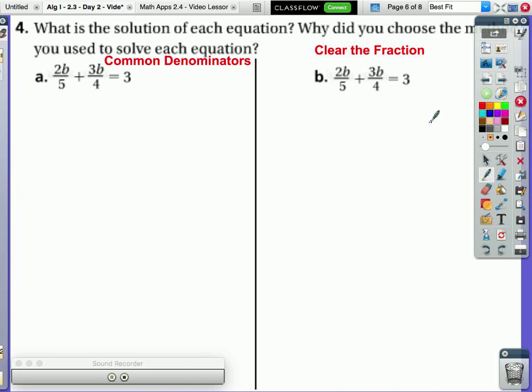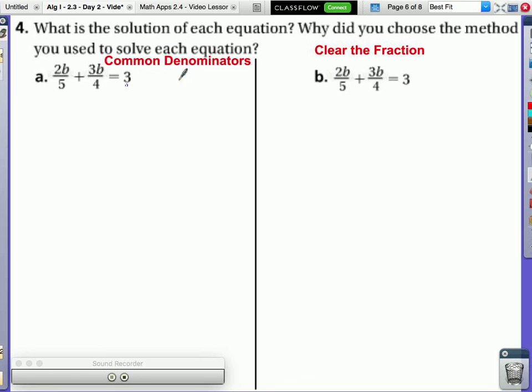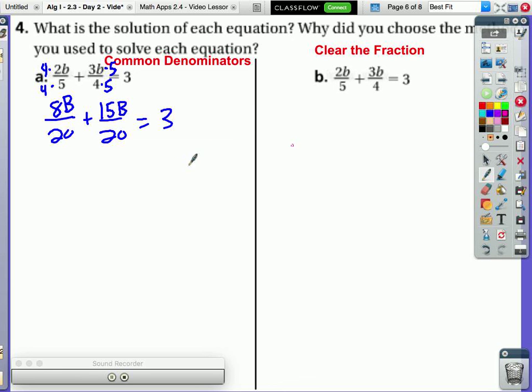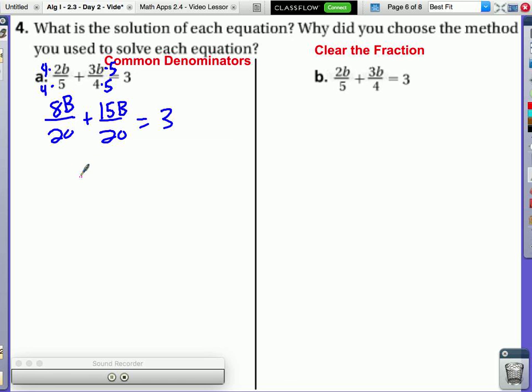Alright, last problem. Again, both ways, real quick, common denominators. These are like terms because they both have a variable, so we're going to write a fraction with 20. So 5 times 4, so we take the top times 4. 4 times 2b, 8b. 4 times 5, so top times 5 is 15b. Now we can combine them because we have like terms on the bottom. All right, we have a common denominator.